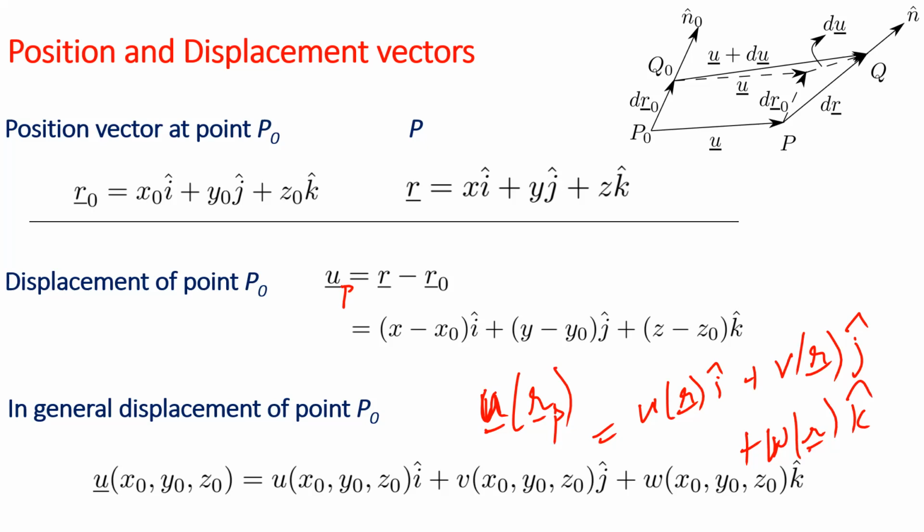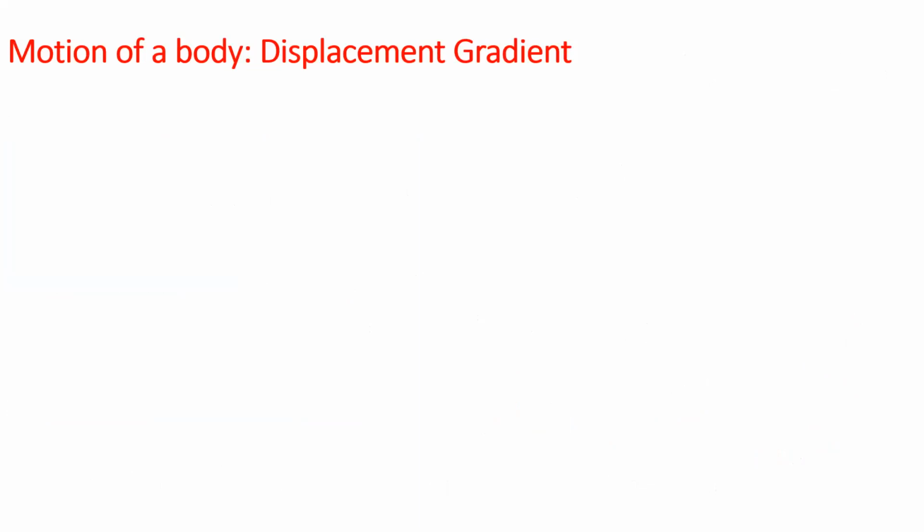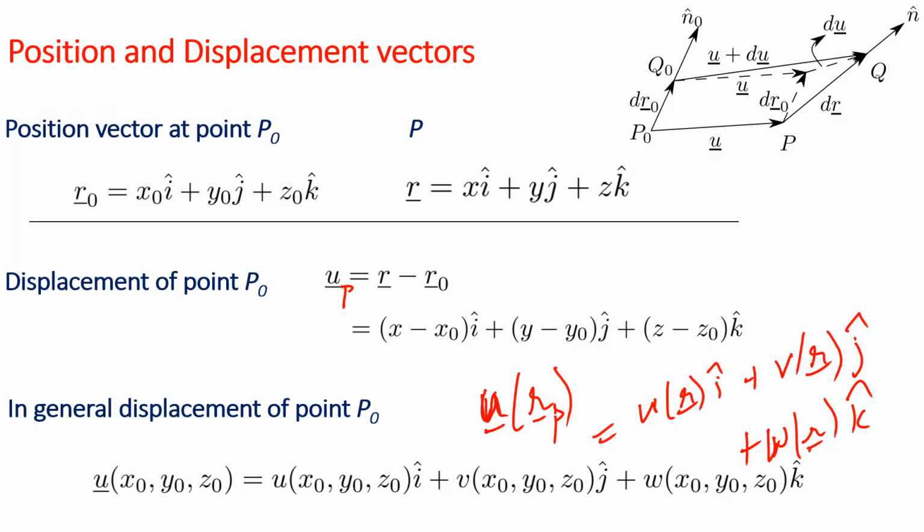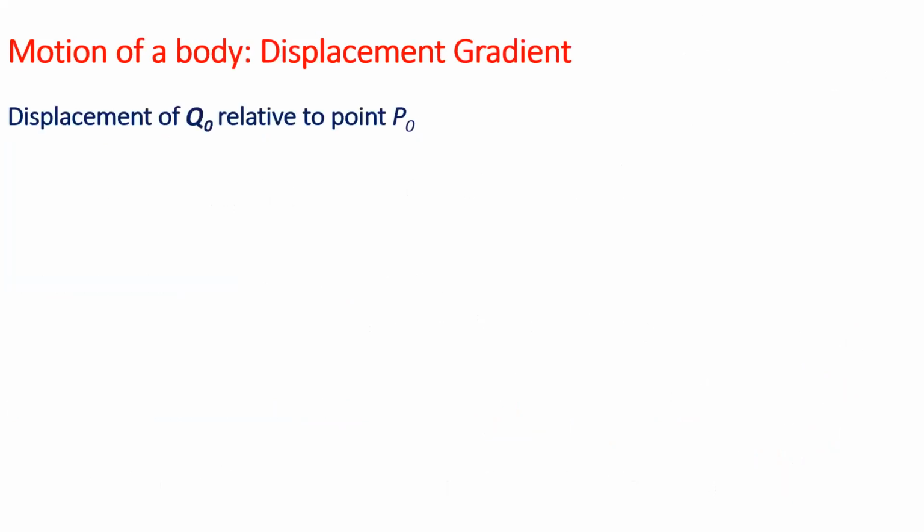Right. So now that we are done with position vectors and displacement vectors, let's proceed further. Let's start with this first concept of displacement gradient. What is displacement gradient? We have seen so far that we are able to write the coordinates and the displacements right at point P, or you can extend the same thing to points Q and Q0. So I'm going to see the relative displacement of Q0 with respect to point P0.